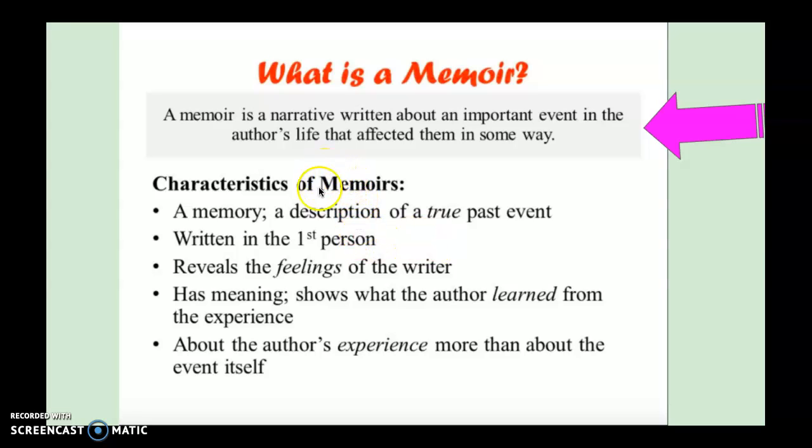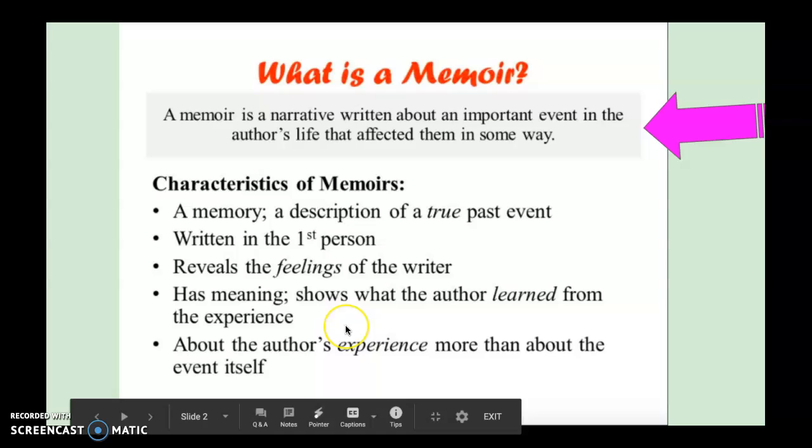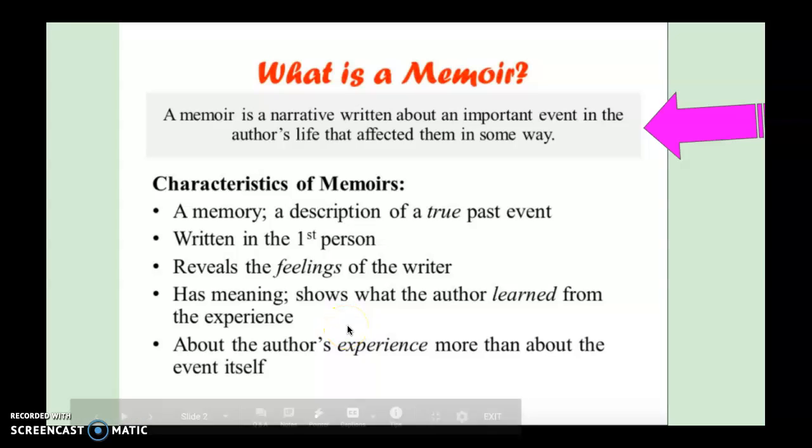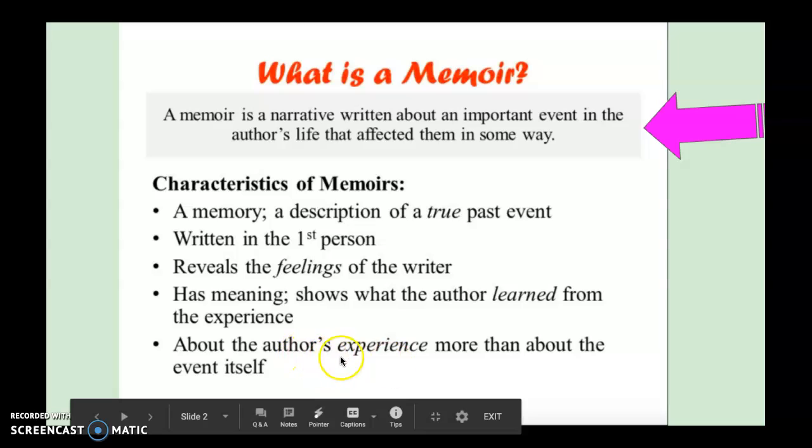Now, if you look at the beginning two letters of memoir, you will see the word me. So this is a memory about me as the author that I write in a memoir. Now, because it's a memory from the author's life, they will reveal feelings that they had during that time. And it's also going to show what the author may have learned from that experience. A memoir is more about the author's experience from that event, more so than just the event itself.